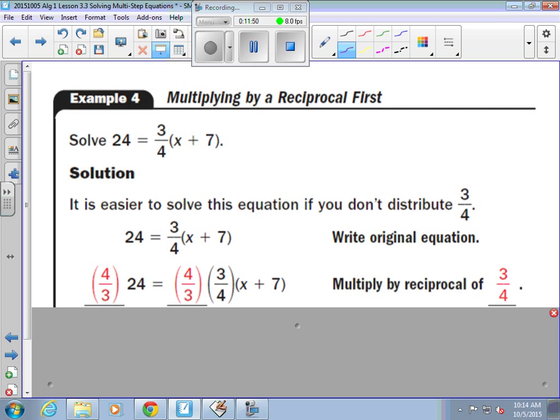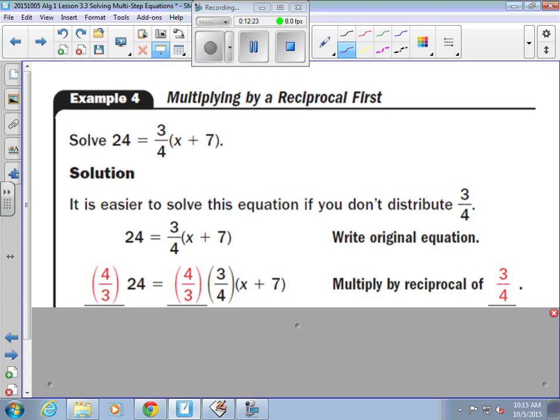Example number 4 is multiplying by a reciprocal first. So we have 24 is equal to 3/4 times x plus 7. You can distribute 3/4 times x and 3/4 times 7. That's totally fine to get 21 over 4. But that's not an easy number to get rid of, 21 over 4. So instead, you can cancel out 3/4 times that by multiplying by its reciprocal 4 over 3.